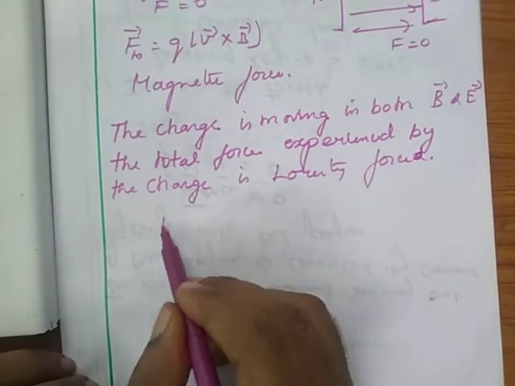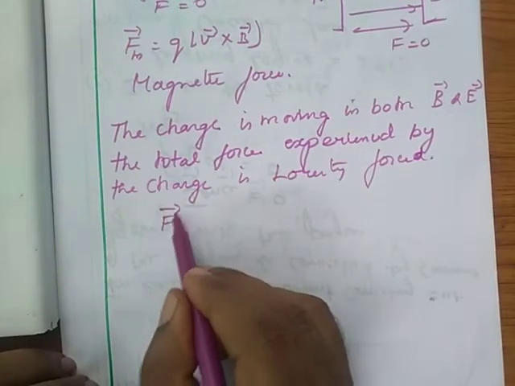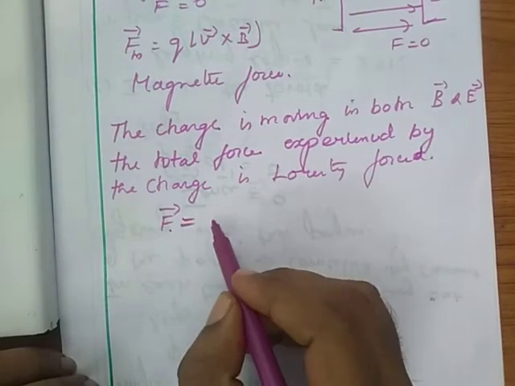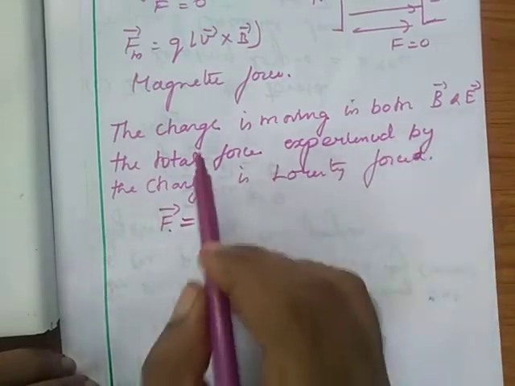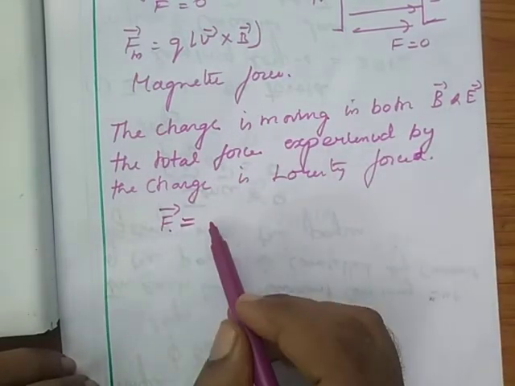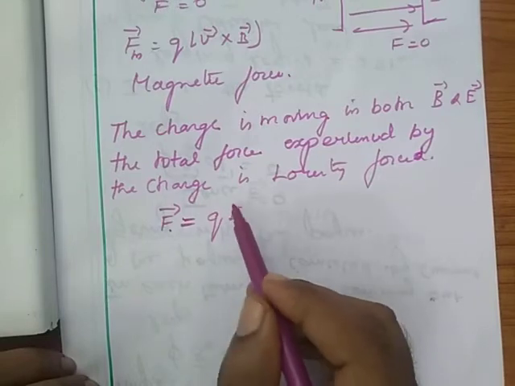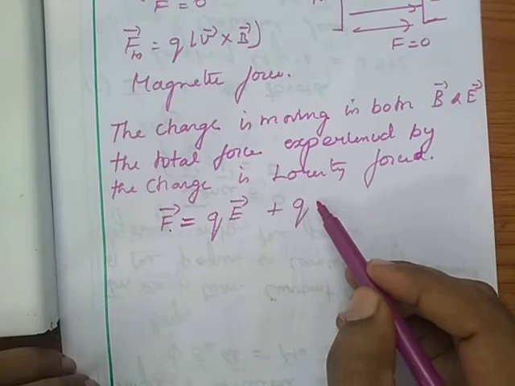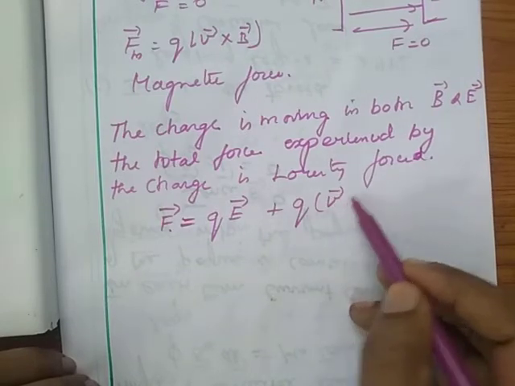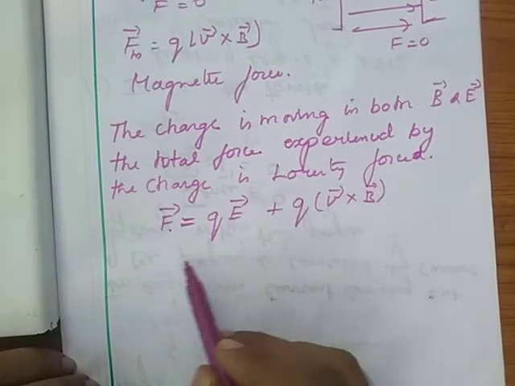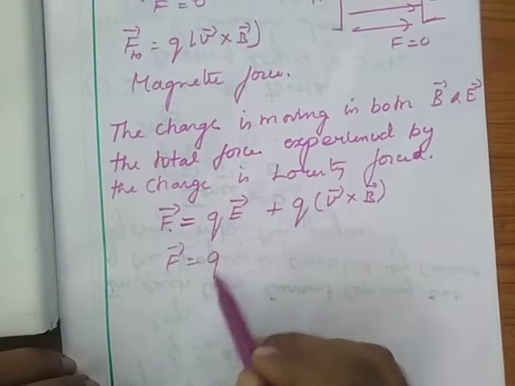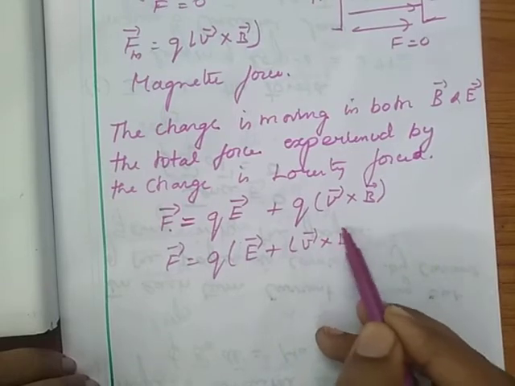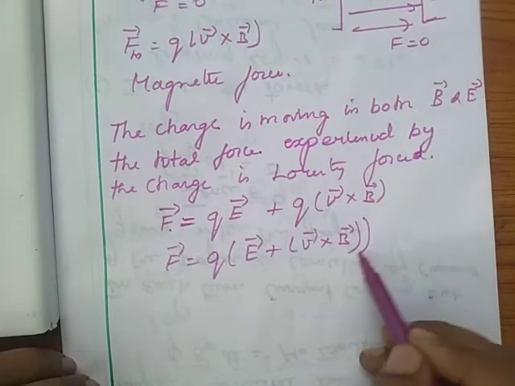It is represented as F net vector, that is equal to the force experienced due to the electric field and the magnetic field. The force experienced due to the electric field is written as Q E vector, and the force experienced due to the magnetic field is written as Q V vector cross B vector. Then F vector is equal to Q E vector plus Q V vector cross B vector. It is the Lorentz force.